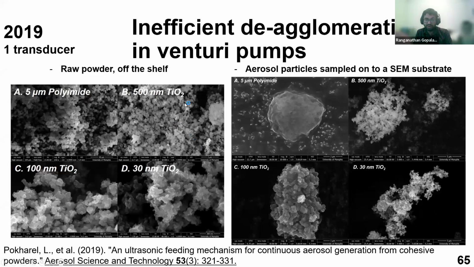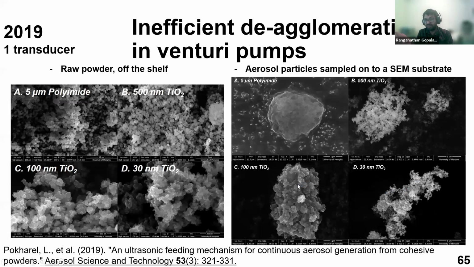Then we also tried to understand how the raw powder and the aerosol particles collected from the gas phase differ from each other. What we figured out is that the Venturi pumps we used for deagglomeration were not highly efficient, so the powder particle breakup wasn't as thorough as we wanted. You can see here that in one case, we have a 5-micron powder that is fully deagglomerated. But any nanostructured powder with primary particles in the nanometer range, like 500 nanometers or 30 nanometers, the individual particles don't detach from each other because they are held together by really strong forces. The turbulence we generated isn't enough to break those bonds.